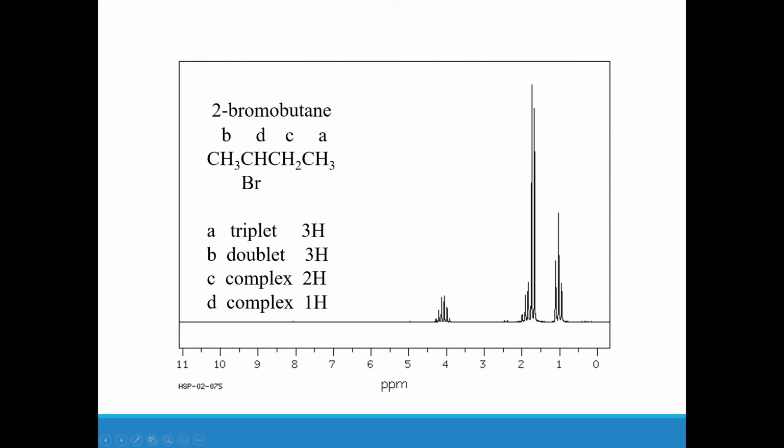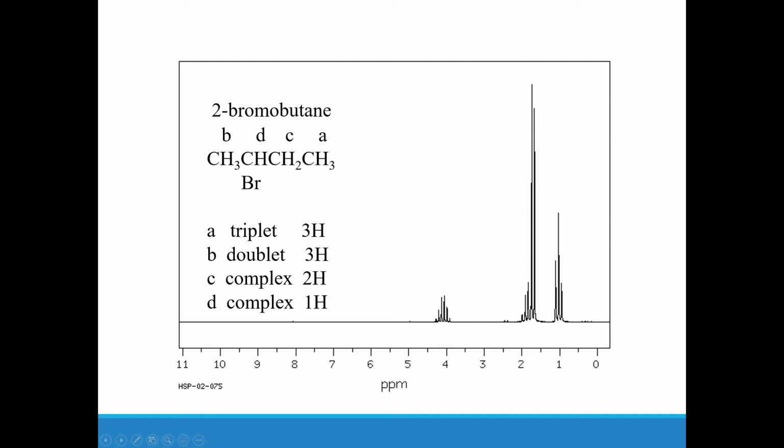So for 2-bromobutane, let's start with A. We have 2 neighboring hydrogens. 2 plus 1 is 3, triplet. For B, we have 1 neighboring hydrogen. So 1 plus 1 is 2, which is a doublet.